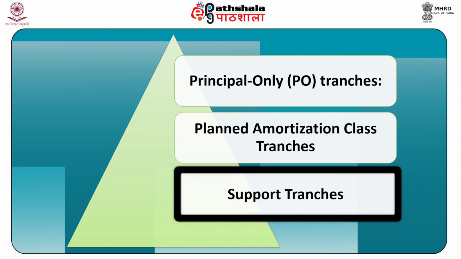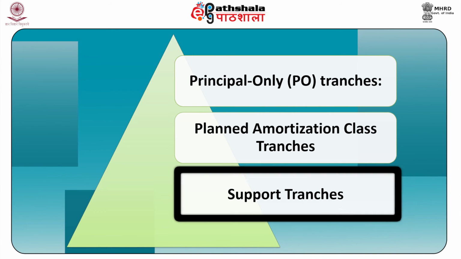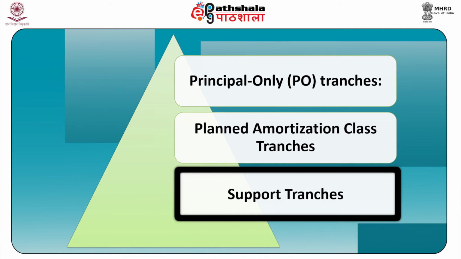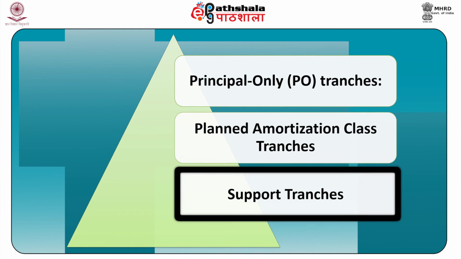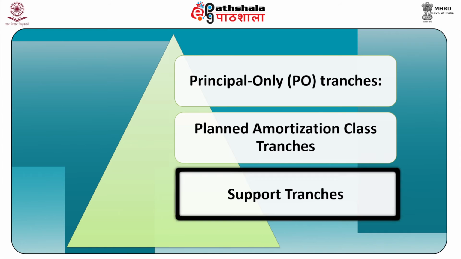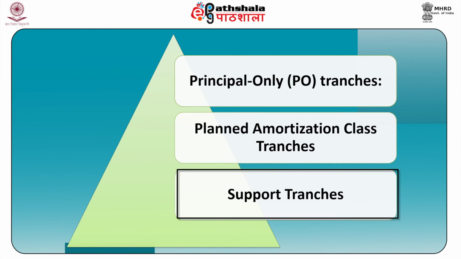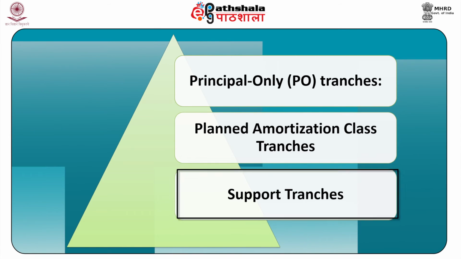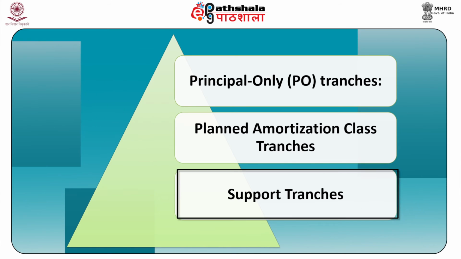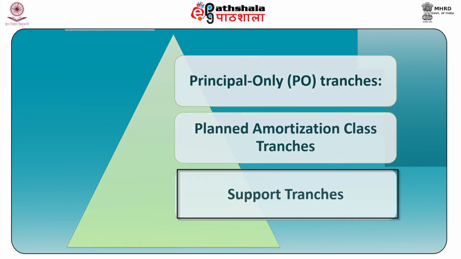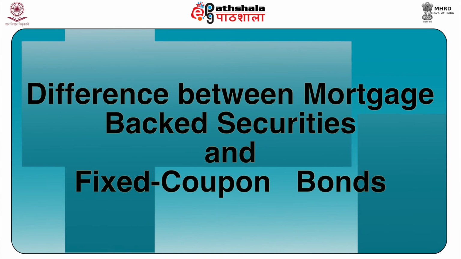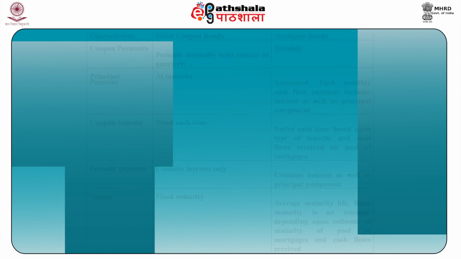Thus, they absorb the highest risk in order to support the PAC tranche, and their cash flows may be quite volatile and unpredictable. These support tranches can be structured in the form of sequential support tranches, accrual support tranches, floater and inverse floater tranches, etc. Difference between mortgage-backed securities and fixed coupon bonds.